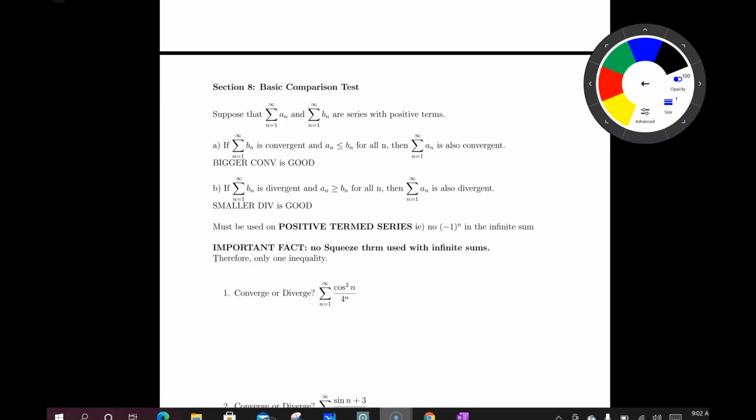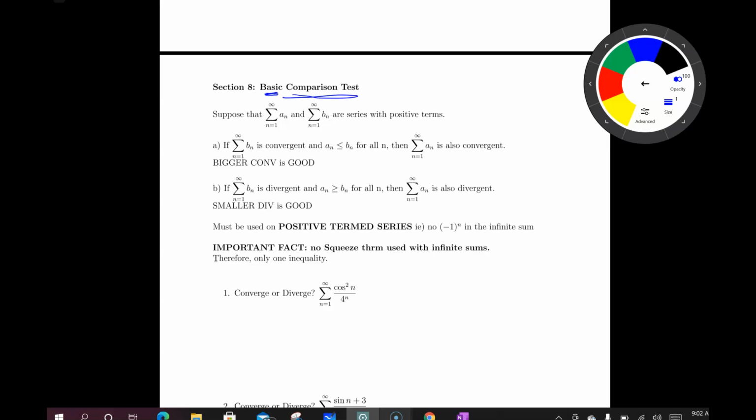All right, so we're going to do something called the comparison test. I'm going to call it the basic comparison test because in another section we're going to do another comparison test that's called the limit comparison test. So I want to make sure we're delineating between the two.